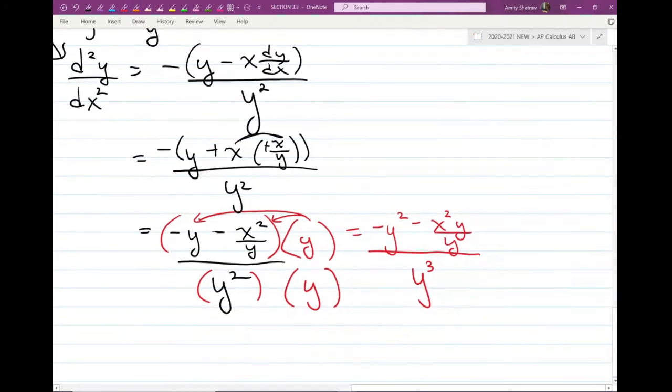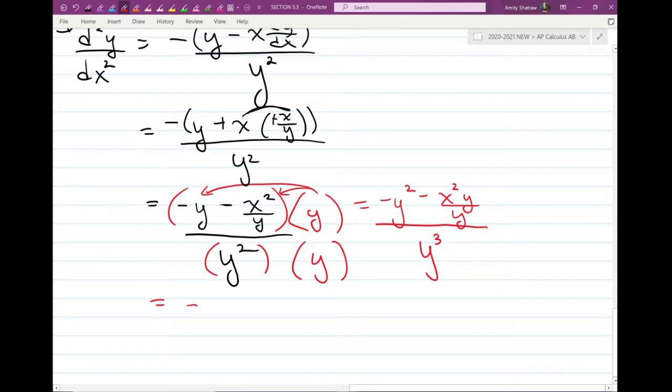And then when I keep going to the next step, I'll have a negative y squared minus, now these y's cancel out and I get minus an x squared, and this is all over y cubed. And that looks actually pretty good in my opinion. I like it.